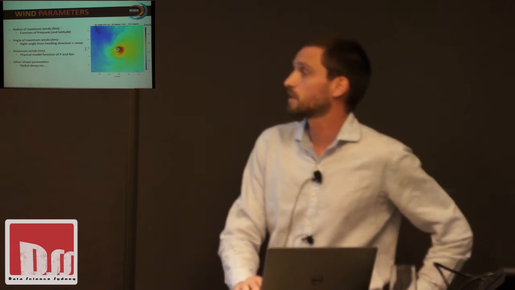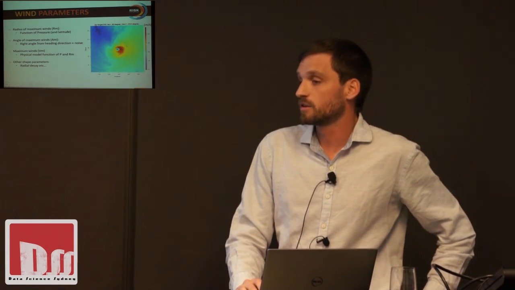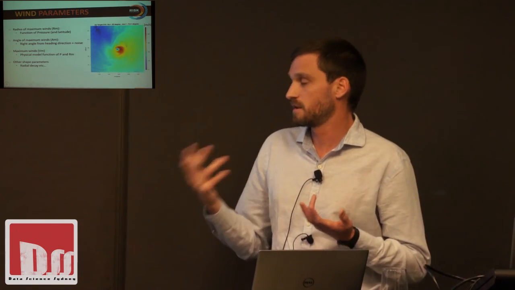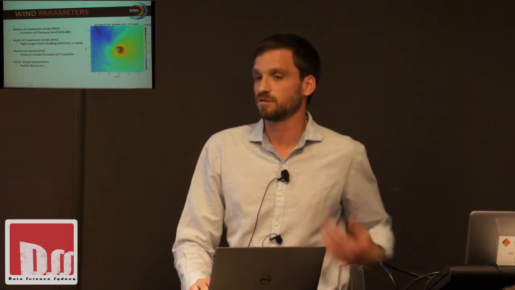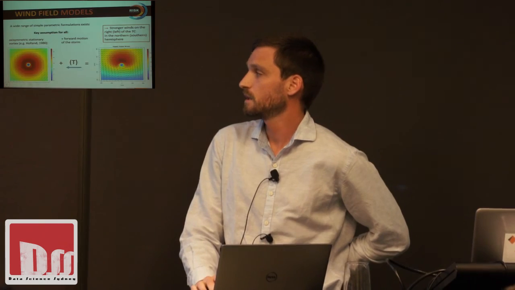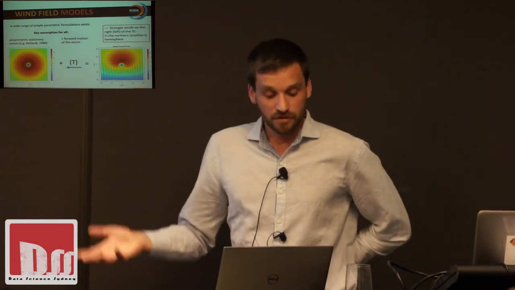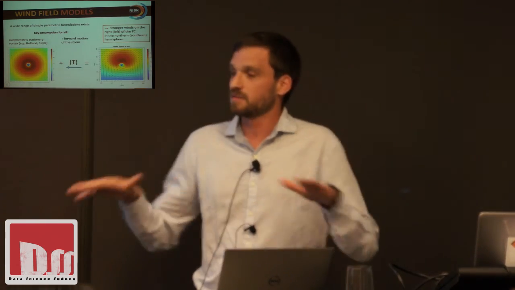We also need to know about the maximum velocity, what I call Vm, and that is very constrained by the physics, so we know how to model that quite well. And then depending on the model you use, you'll have other shape parameters that will explain how the wind field decays after the peak maximum. And then you have the model itself, so the actual wind field distribution.